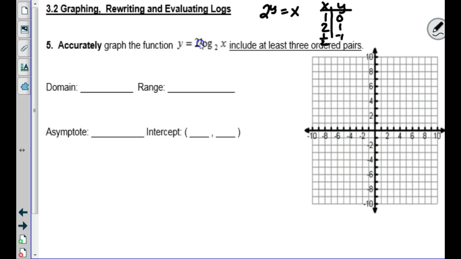But then there's this 2 out front. So that's going to stretch it up twice as far. It's still going to cross at 1, 0, right? But at 2 instead of 1, it's going to be 2. And at 1/2 instead of -1, it's going to be -2. All right.